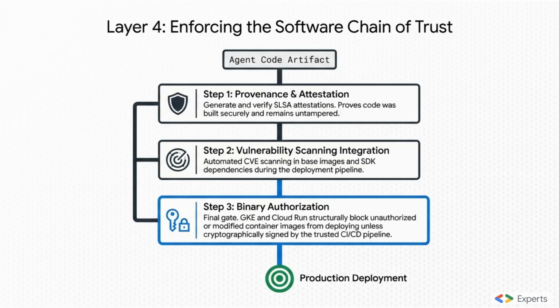Finally, enforce binary authorization. Only trusted, signed container images should ever reach production. This prevents attackers from introducing modified or malicious workloads into your Kubernetes clusters or Cloud Run environments.